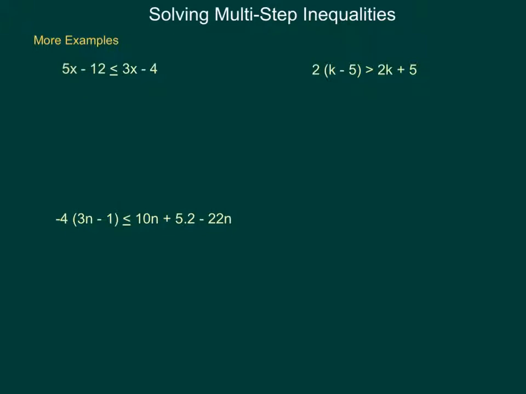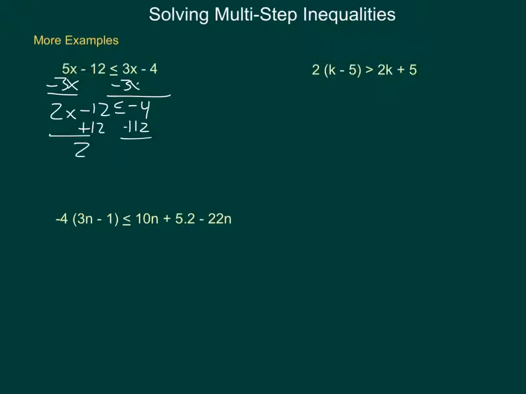So 5x minus 12 is less than or equal to 3x minus 4. Again, just to get that idea, we're going to subtract 3x from each side so that we can consolidate our variables all to one side. 2x minus 12 is less than or equal to negative 4. Next, I add 12 to each side.